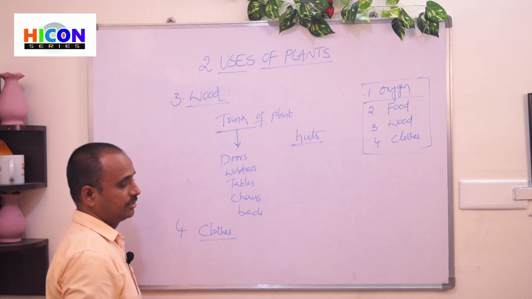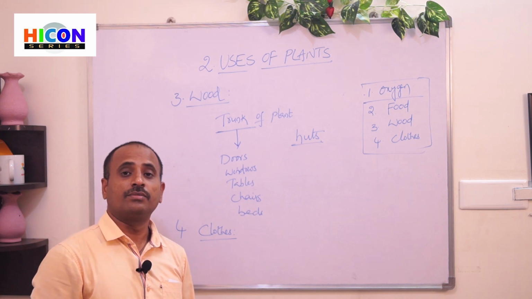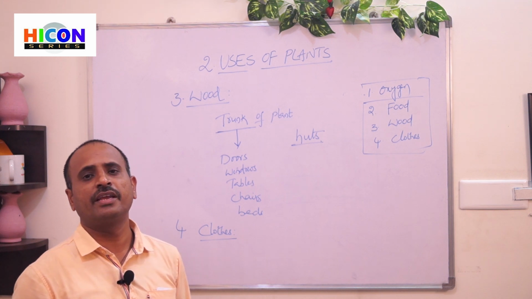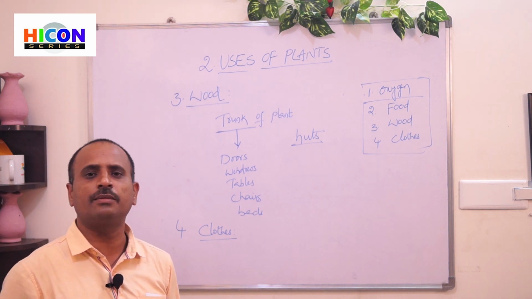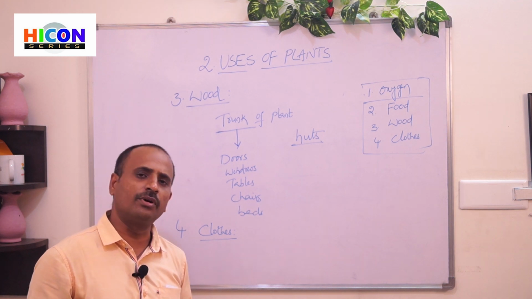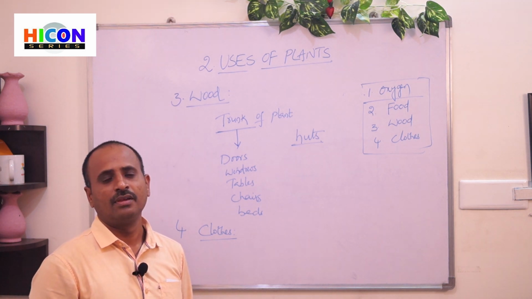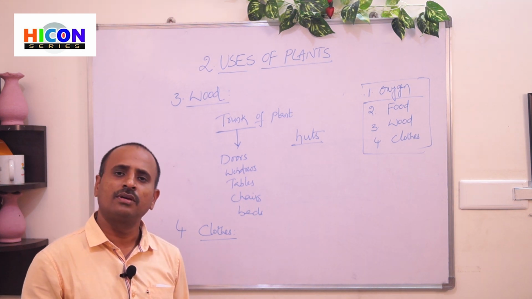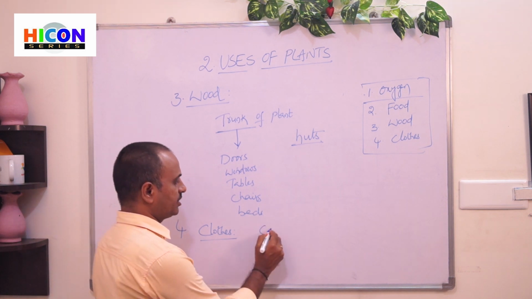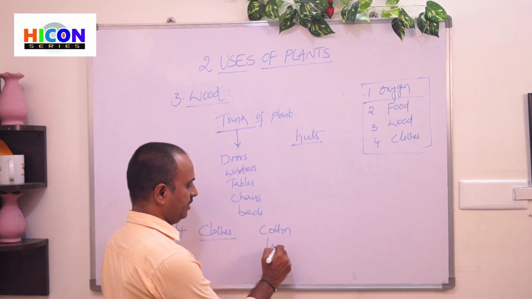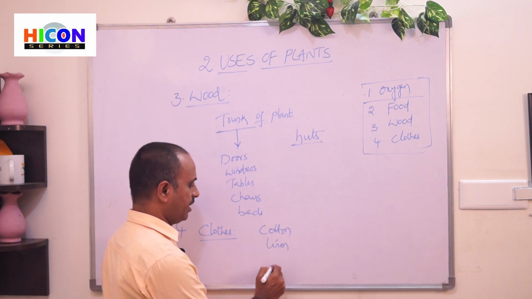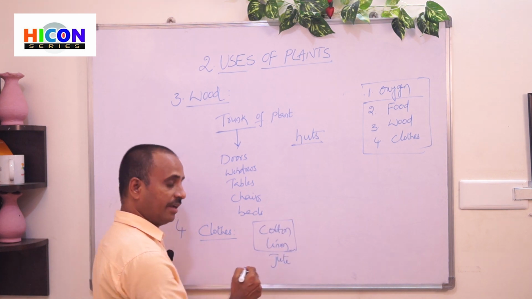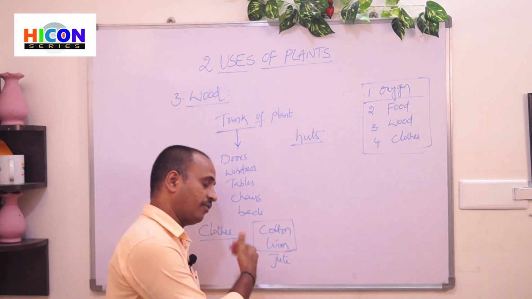Clothes. So children, we wear different types of clothes. If there is any festival, marriage function or celebration in our houses, generally we buy new clothes from the shops. We will observe different types of clothes in the shops. Some clothes are made of cotton, some of linen, and some of jute.